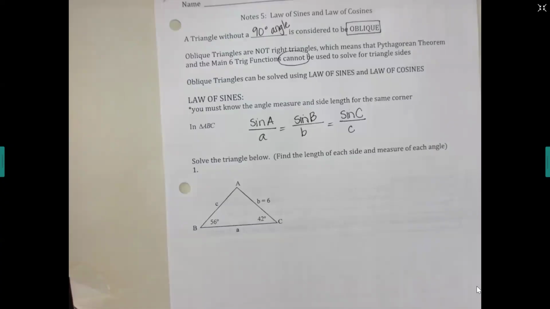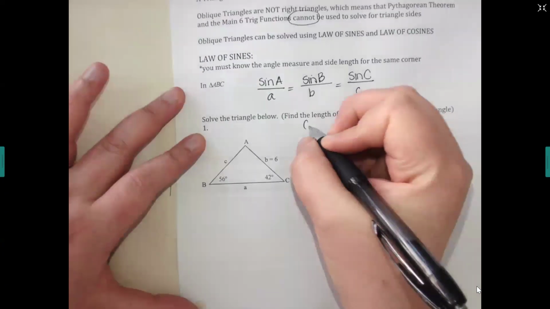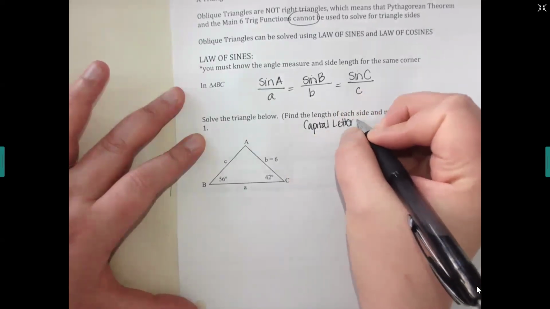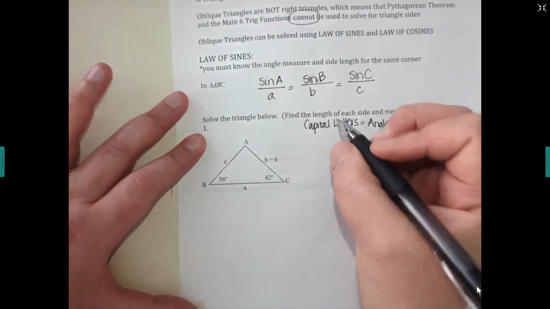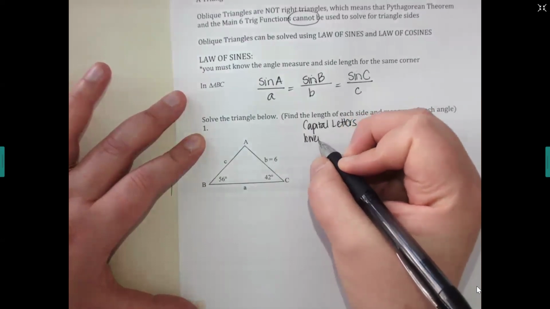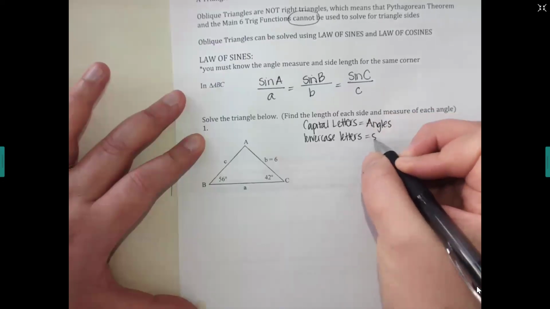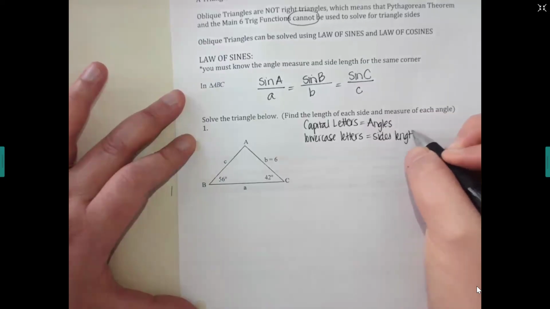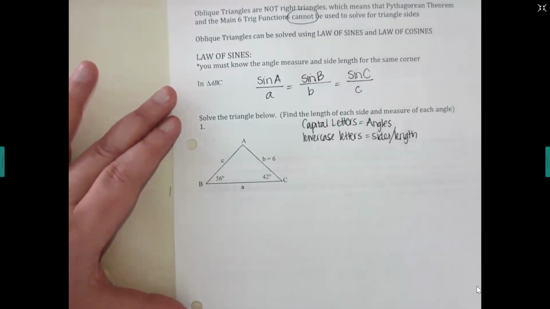But the first thing I want to point out is that on your triangles, if you look at this first example, any capital letters are going to refer to angles, and any lowercase letters are going to be referring to the side lengths. Oh, Kenny, will you get me a calculator and get yourself one too?